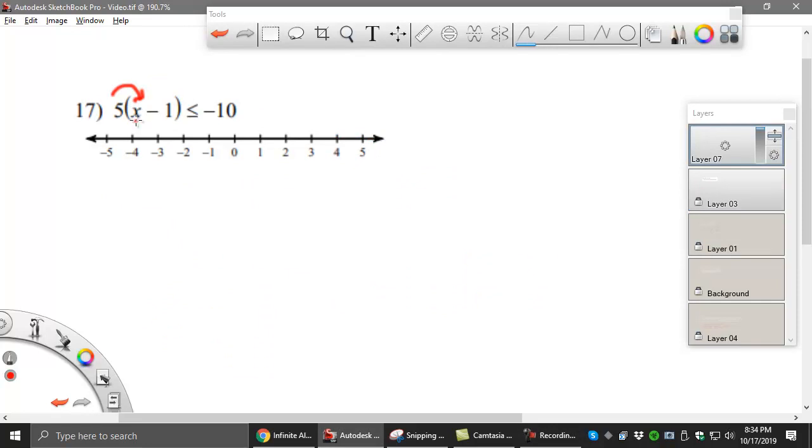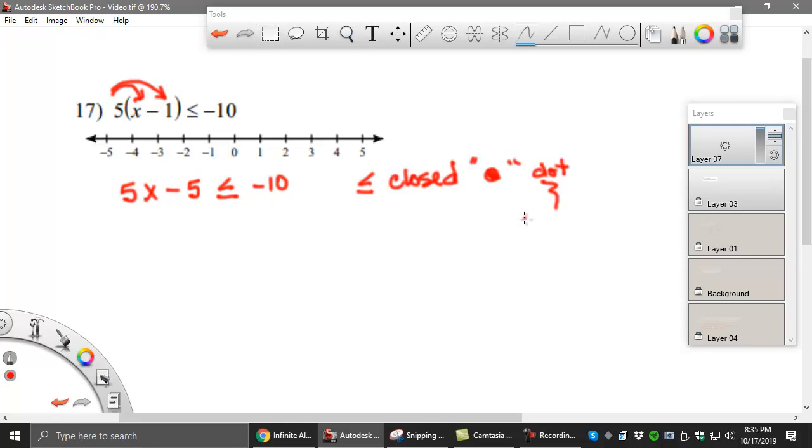Okay, our last problem is number 17, and again, I have to use the distributive property. 5 times x will give me the 5x, and +5 times a -1 will give me a -5. Now in this case, I have a less than or equal to. That equal to means I'm going to have a closed set. My boundary point, whatever that boundary point is, it's going to be closed, and I will show that by coloring it in and making a dot. So make sure that we remember that as we do this.